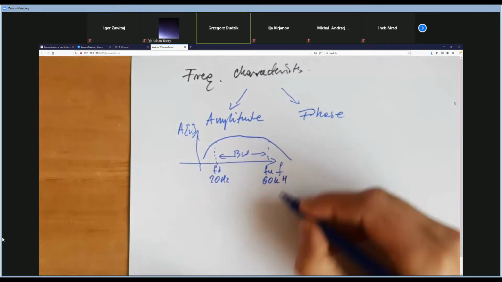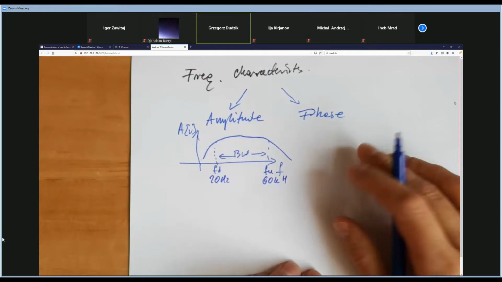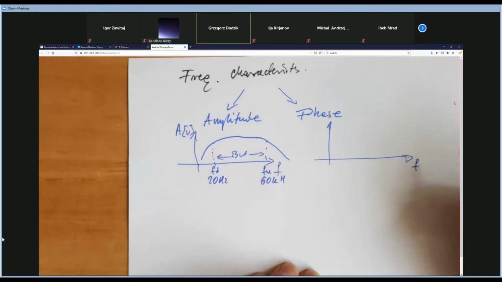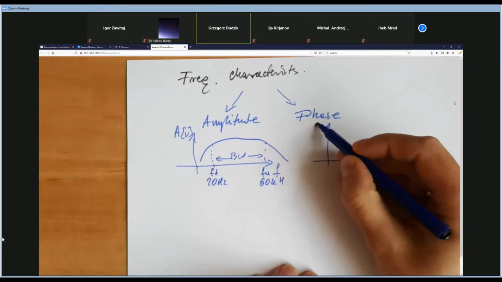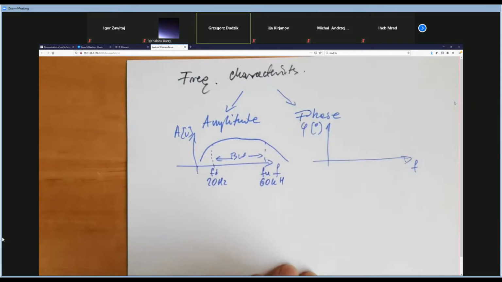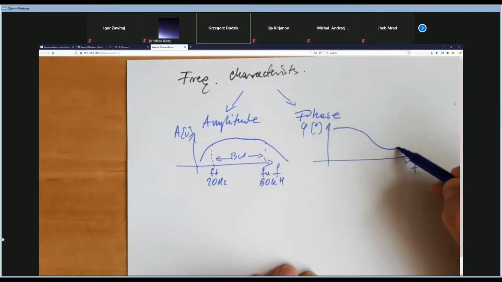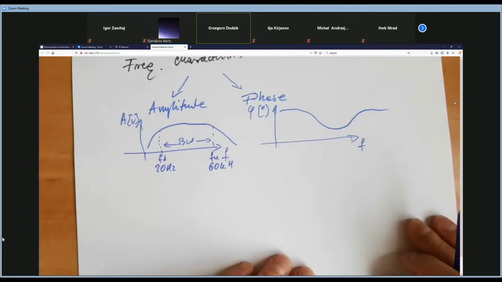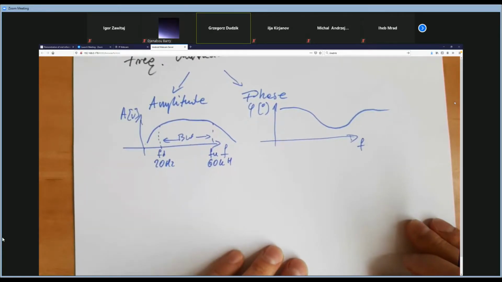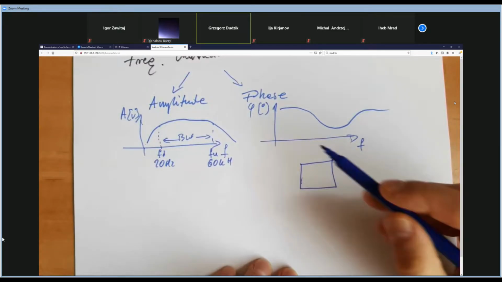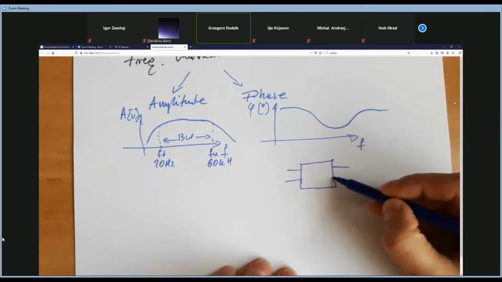Okay. And what about the phase? The phase characteristic depends on the frequency, of course, but here we've got the degrees. This is the phi here, the phase. And for example, it looks like that. What does it mean? Okay, let's start with the phase characteristic. Please imagine that we've got a black box here. We've got the input and the output.